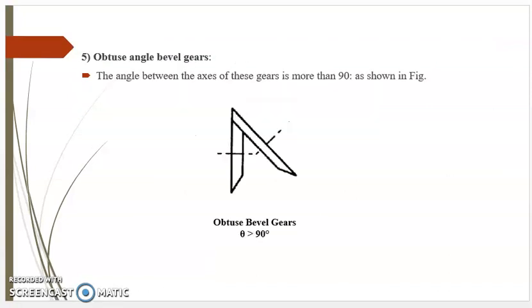Obtuse angle bevel gears. The angle between the axes of these gears is more than 90 degree as shown in the figure. See that the angle is more than 90 degree, that is theta is greater than 90 degree.